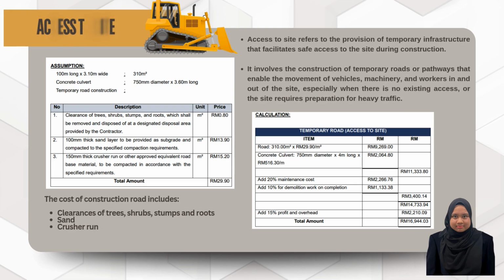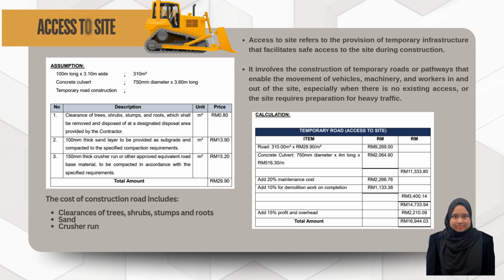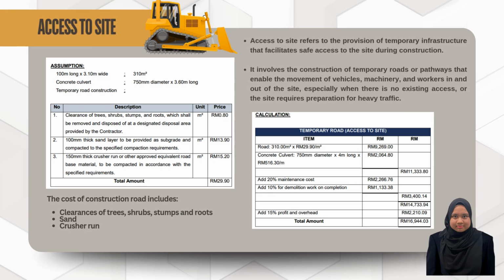The next item is access to site. Access to site refers to the provision of temporary infrastructure that facilitates safe access to the site during construction. It involves the construction of temporary roads or pathways that enable the movement of vehicles, machinery, and workers in and out of the site, especially when there is no existing access or the site requires preparation for heavy traffic.